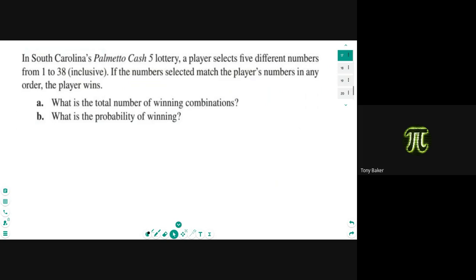So, does order matter? If you ever play the lottery, order doesn't matter. The balls can come out in any order you want, right? And on your ticket, they're always in numerical order, except for the Play 3 and the Play 4. Those are a little different. But with your typical big lotteries, the numbers are always in numerical order on your tickets, but whatever ball comes out at any point doesn't make a difference. So order does not matter. So we're going to use combinations in this situation, so we're going to use nCr.